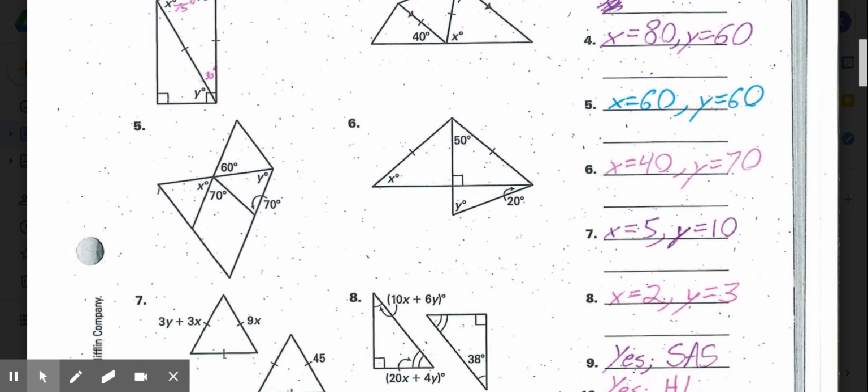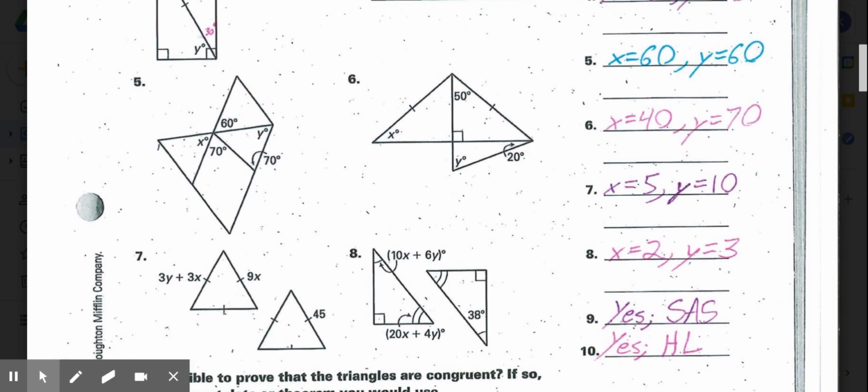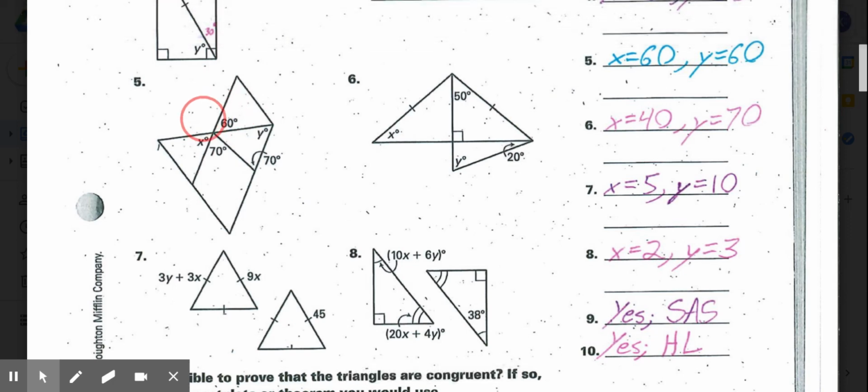Now let's go down to 5. On 5, we know X and Y are both going to be 60. How do we know that? Well, the 60 here is a vertical angle to X, and vertical angles are always congruent. So I know that the 60 here equals the 60 here.